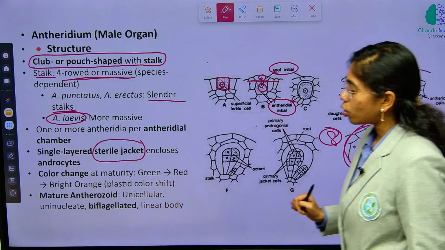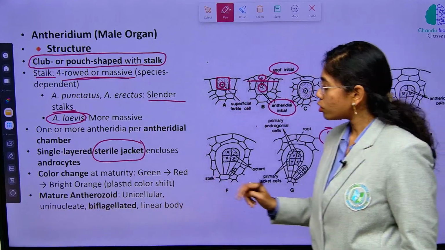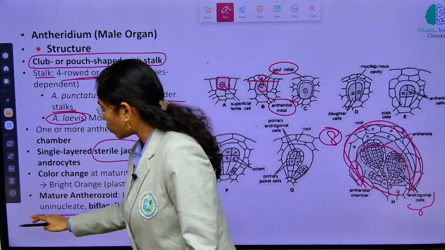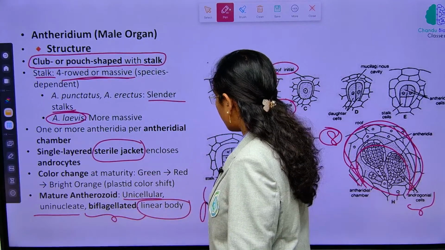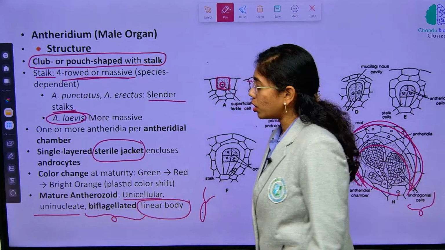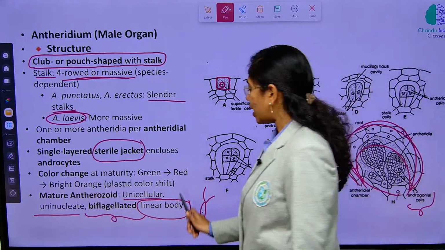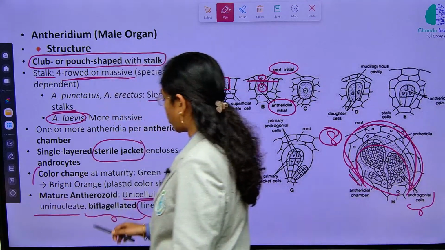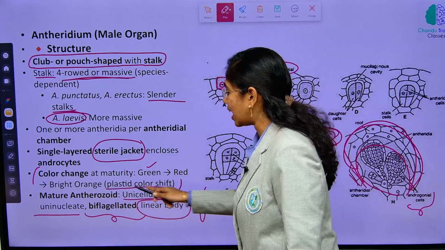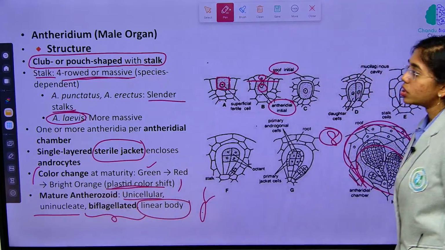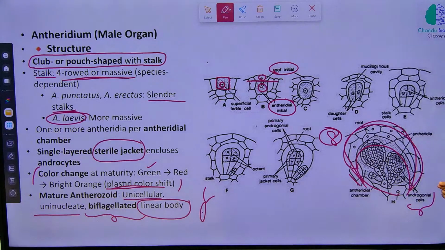So, the mature antherozoids released from the androcytes are unicellular, uninucleate, biflagellated, with a linear body. And what type of color will be there for male sex organs when you observe them under the microscope? It is green to red or bright orange because of plastid color shift. Fine, right? So, this is about the shape and structure of the antheridium and how the antheridium structure is developed.